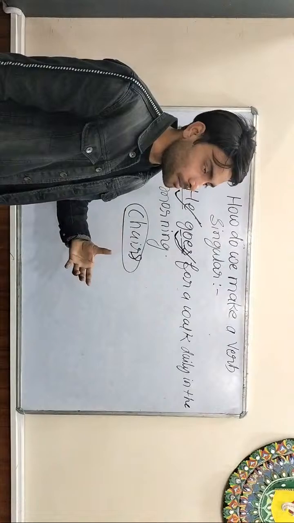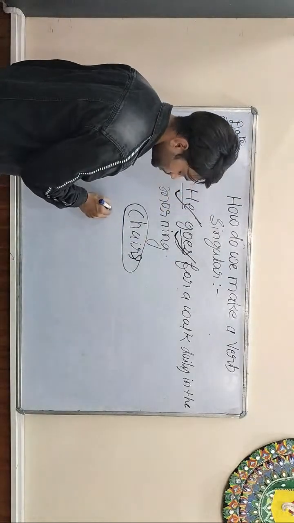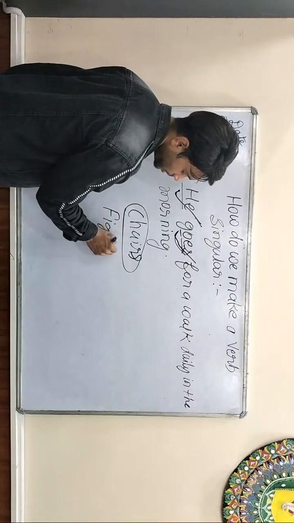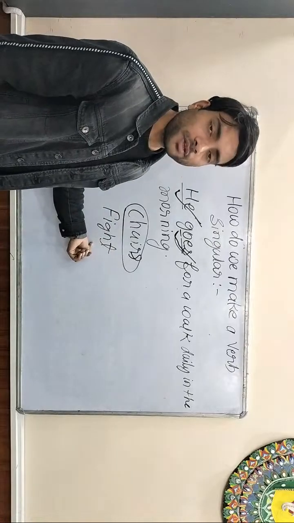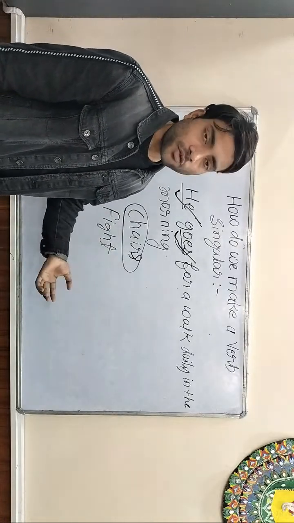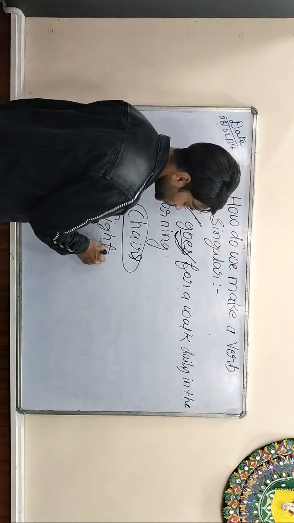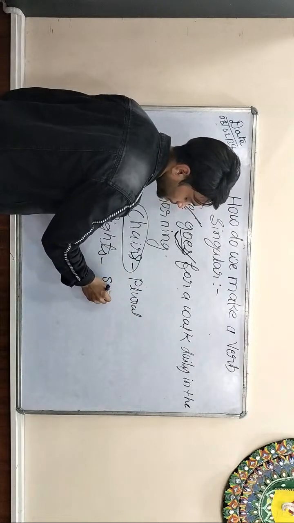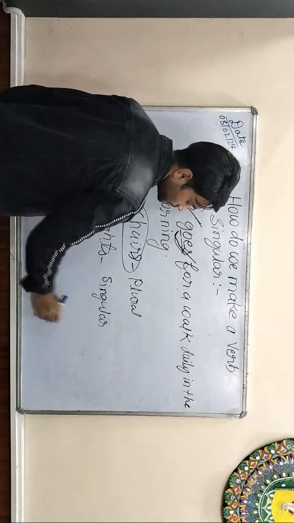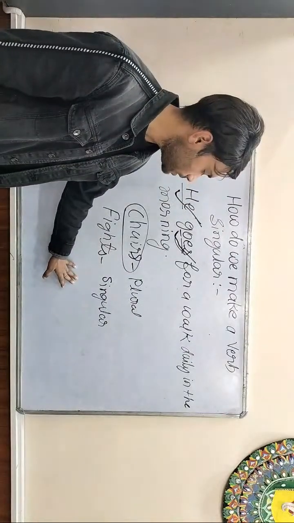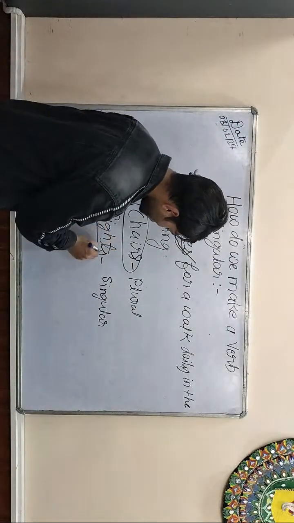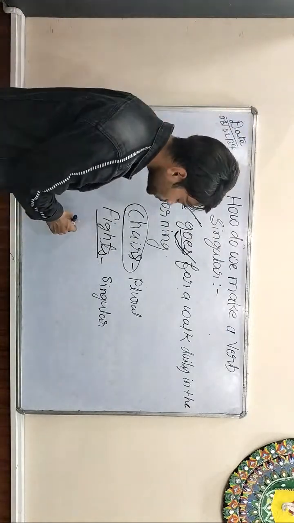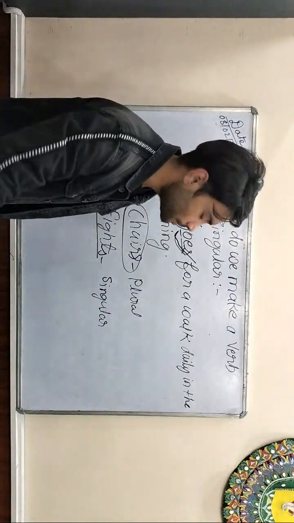And when you add s or es in a verb, it becomes singular. This one is plural, this one is singular. One thing to notice here is that with plural verbs you are going to use plural subjects, and with singular verbs you are supposed to use singular subjects.